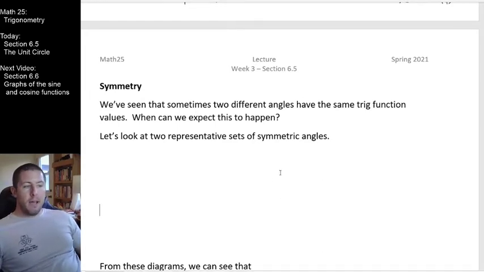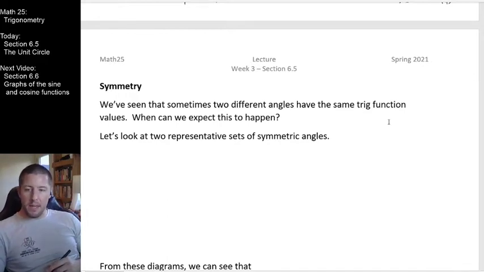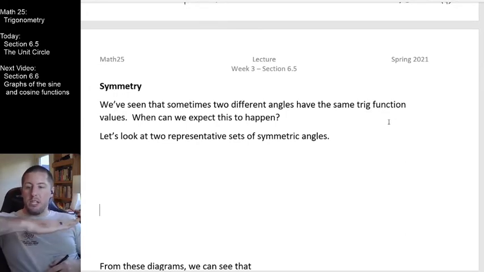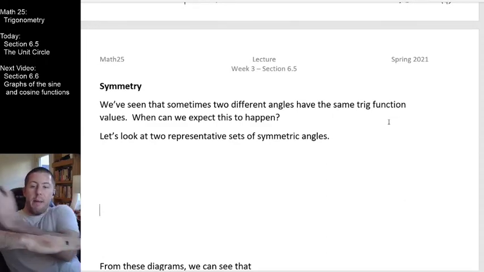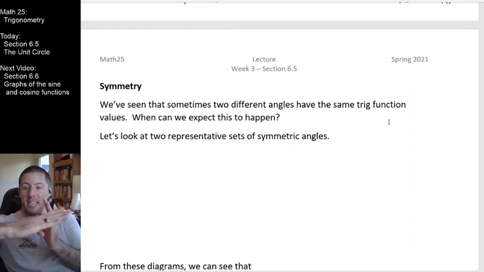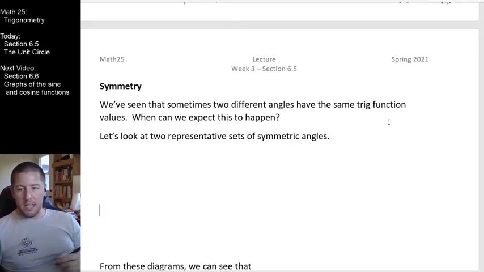So we've seen that sometimes two different angles can have the same trig function values. When can we expect this to happen? Let's look at two sets of symmetries here. Since cosine is measuring width, if I open up by positive 30 degrees, my width is the same as if I opened up by negative 30 degrees, right? If I did up 30 versus down 30, my x component is still the same in both cases. Now my y component had up versus down. The y component's different. The sine is different, but the cosine should be the same.